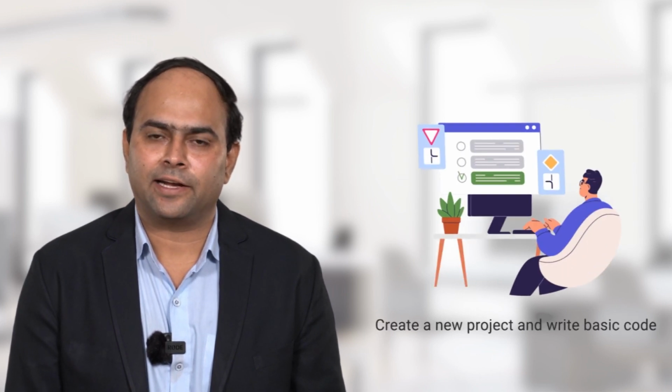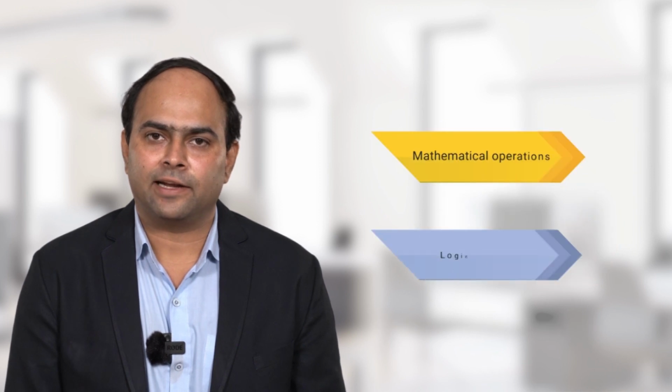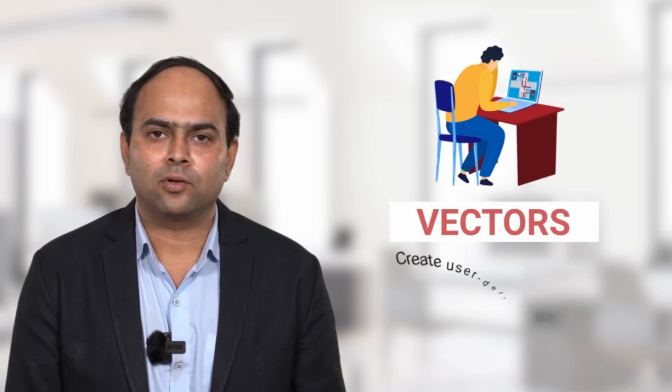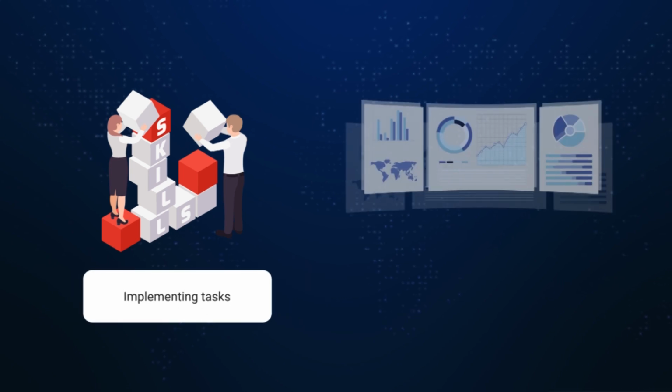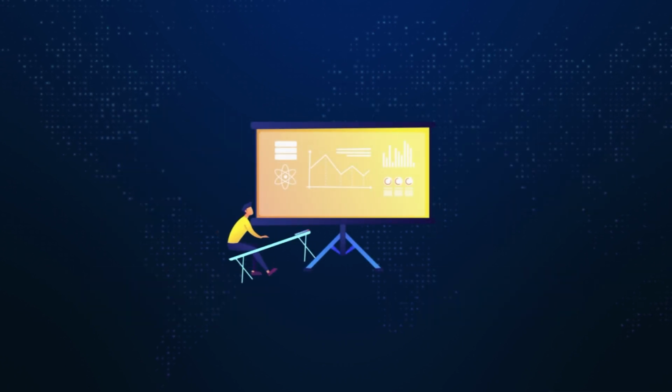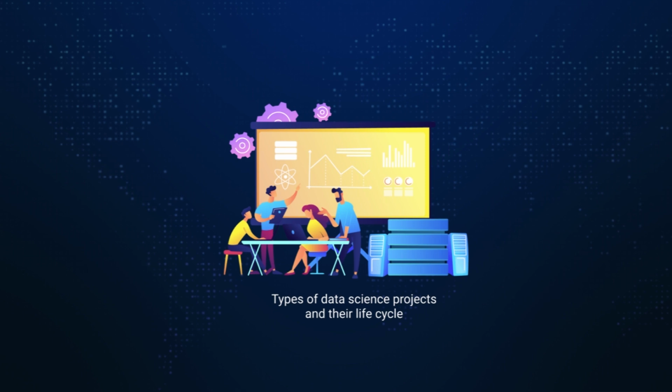To summarize, in this video, the learners are familiarized and initiated with our platform. After completing this lesson, learners will be able to create a new project and write basic codes such as simple mathematical and logical operations. Learners will be able to create new and different types of data objects such as vectors. The learners will also be able to create user-defined functions and automate basic mathematical and logical tasks. These topics will help learners and act as building blocks in implementing tasks and assignments pertaining to more advanced topics such as predictive analytics using R programming. In the next lesson, we'll discuss the types of data science projects and their life cycle.